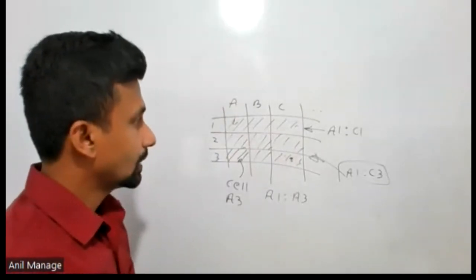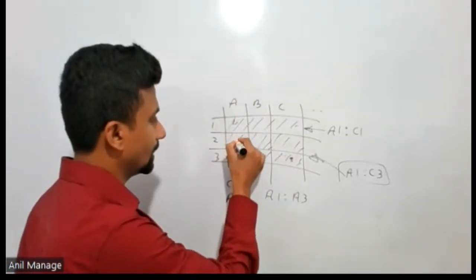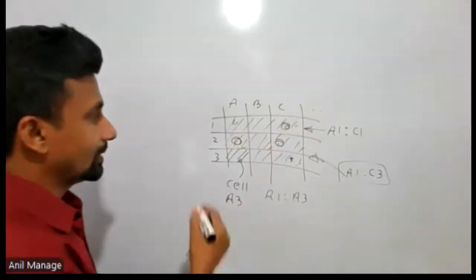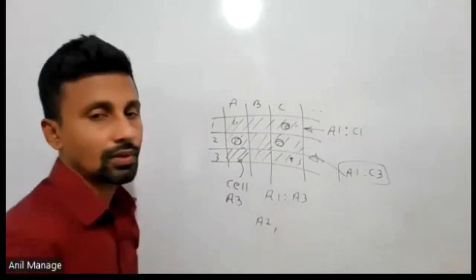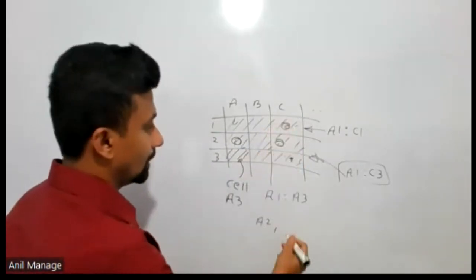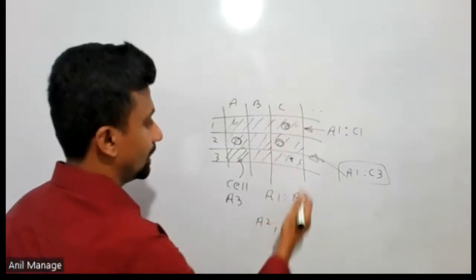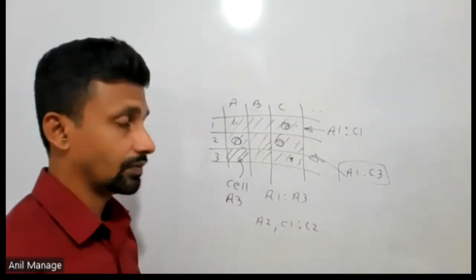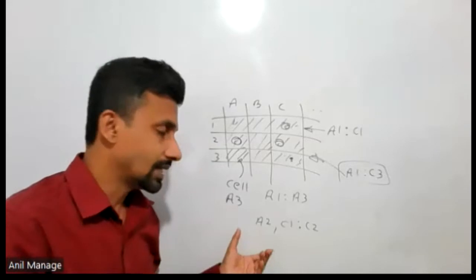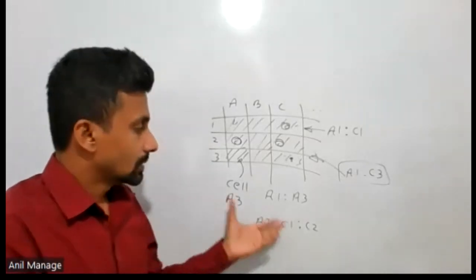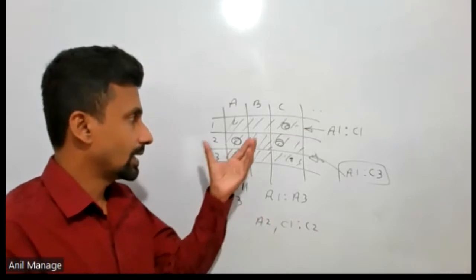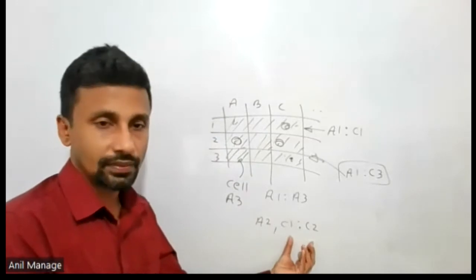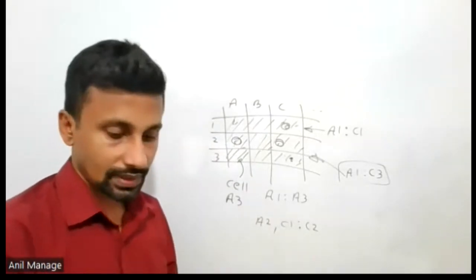Other than that, if I take this one and these 3 cells, you can write the range A2 comma, and then C1 colon C2, which is also possible. I think you even got this kind of question in the last term test. So you can have separate cells with commas, or cells plus some ranges. This is how you can refer to the range.